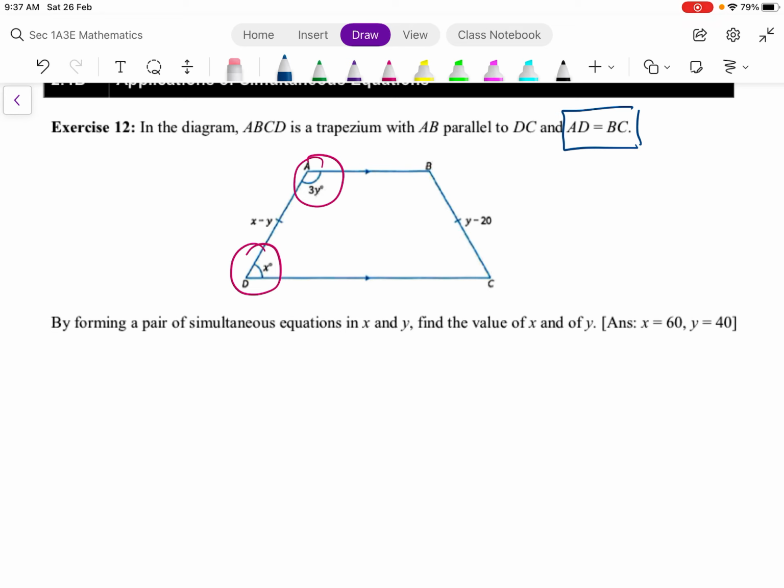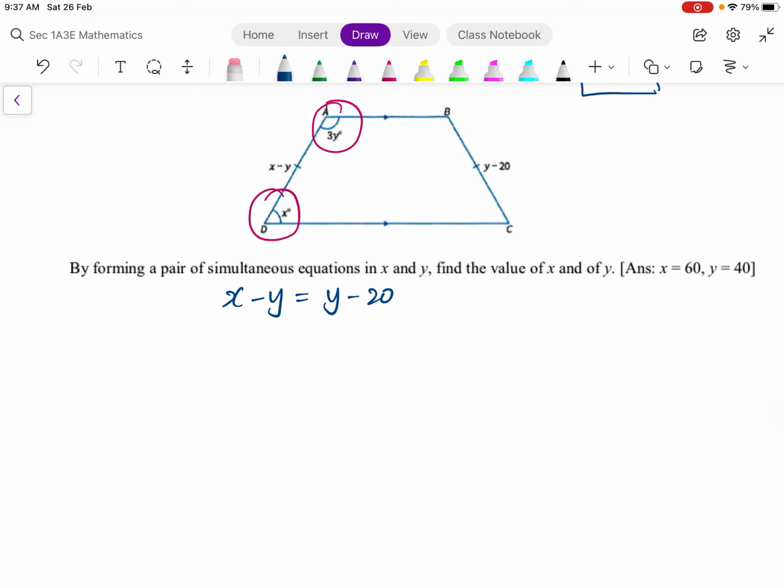Okay, so two equations. First, we start off with our AD equals BC. So x minus y equals y minus 20. Okay, so since they didn't specify, you can use either substitution or elimination. Now from here, I would like to make x the subject straight away. So x has a value of 2y minus 20. Okay, so we just add y to both sides, and that's our equation number 1.